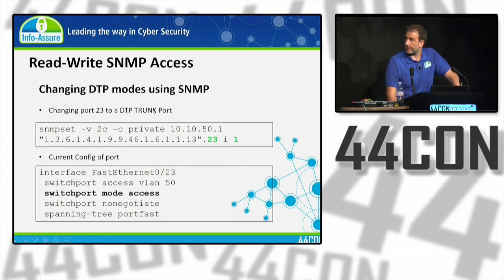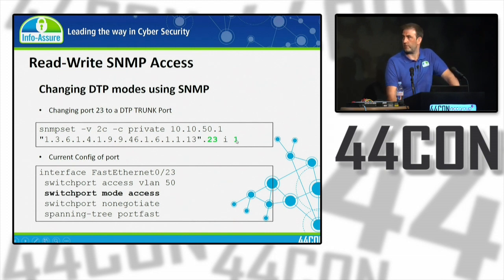So using the SNMP query shown, again with a writable community string, just using SNMP set, very simple, built into Kali, whatever. The IP address is of VLAN 50. This is the OID we use. 23 refers to the port number. Depending on the model of the switch, that could be 10023. And integer 1 is the DTP mode. So we can change this to anything we wish.